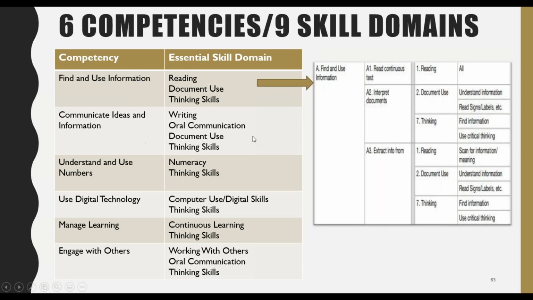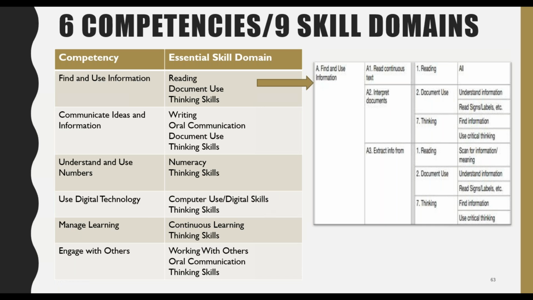Communicating ideas and information involves writing, oral communication, document use, and thinking skills. You'll notice that thinking skills are interspersed or associated with each competency because they weren't put in as a separate competency. They were integrated within, or implicit within, each of those 6 competencies. Understand and use numbers has a very strong correlation to numeracy, and of course thinking skills built in. Use digital technology, again a strong correlation to computer use or digital skills.